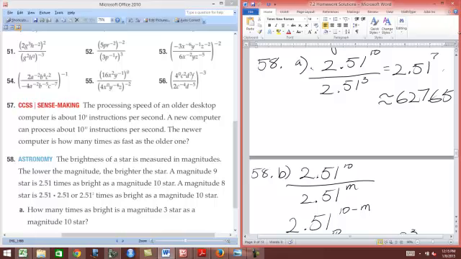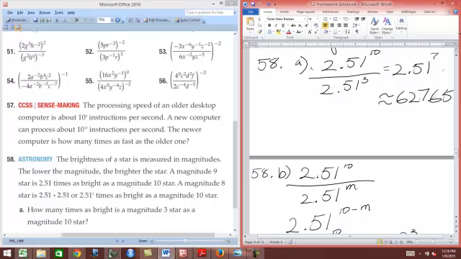So the base here is 2.51, not 10. Okay? All right. And so the higher the magnitude, the further away is the star. Okay? The less bright it is, I guess. Okay, how many times as bright is a magnitude 3 star as a magnitude 10 star?